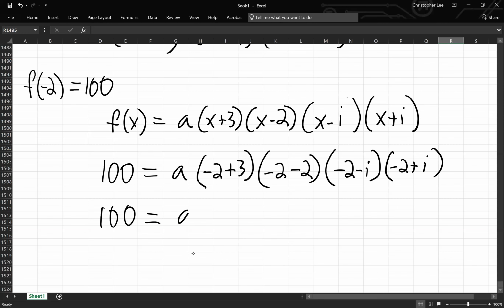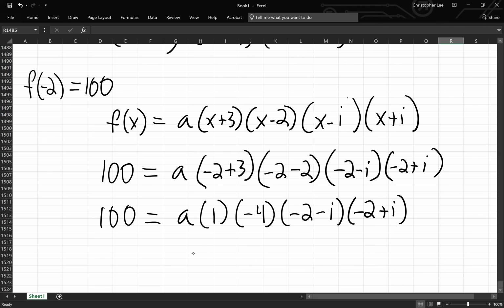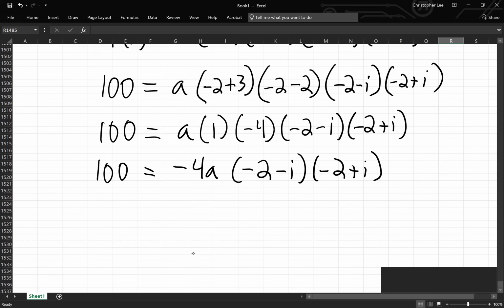100 equals a times, what's that? That's positive 1. What's that? Negative 4. And then we're just going to keep these here: negative 2 minus i, negative 2 plus i. Those last two, we're going to have to distribute, combine like terms, foil it. So I have 100 is equal to, I'm just going to call this negative 4a, and then let's foil this last part: negative 2 minus i, negative 2 plus i.